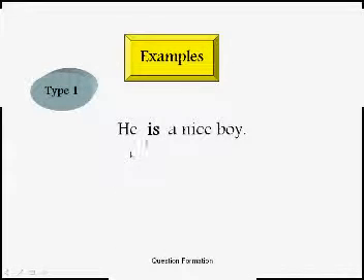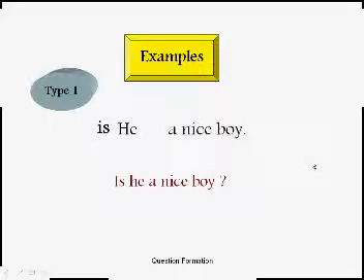If we have a sentence like, he is a nice boy, how can we form a yes-no question out of this sentence? Think, as I told you. What should we do? So this is the verb of the sentence, verb to be, is. We have to put it before the subject. So it's going to read like this: Is he a nice boy? So this is type 1.